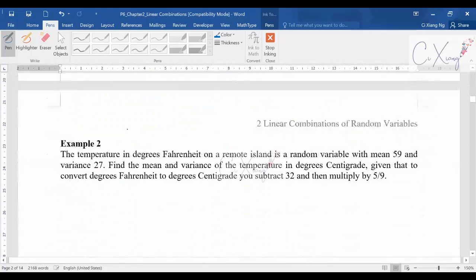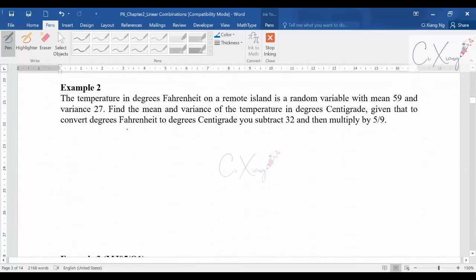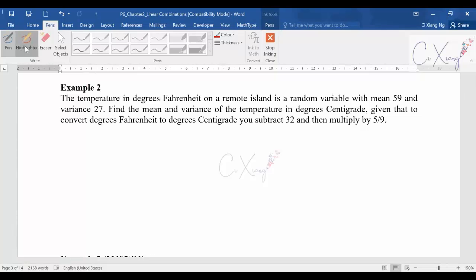For the second example, they try to put in some application here. In example 1, they give you the linear function like W equals 5X plus 1. They already give it to you. For example number 2, they are not giving you the linear function straight away, but they want you to write out the linear function yourself. So you can have a look at the question here.